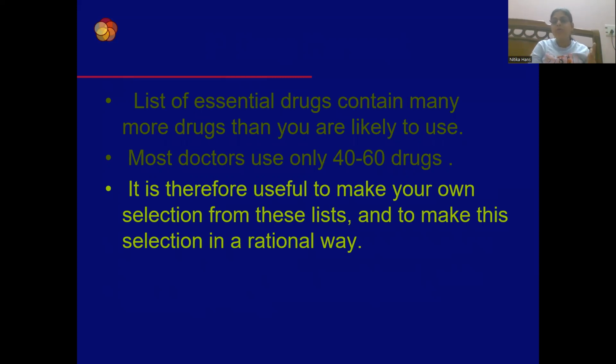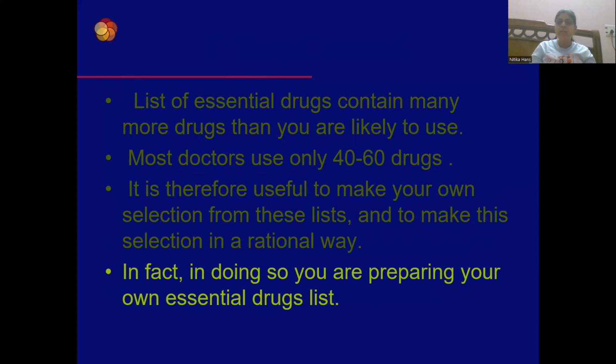A large number of essential drug lists are prepared, and doctors choose from these lists. To make the selection in a rational way, they choose the P drug from the essential drug list and then prescribe it, so that rational prescribing is done. In fact, in doing so, you are preparing your own essential drug list. When you select the drug from the essential drug list, the standard treatment guidelines and various national formularies, you are preparing your own essential drug list.